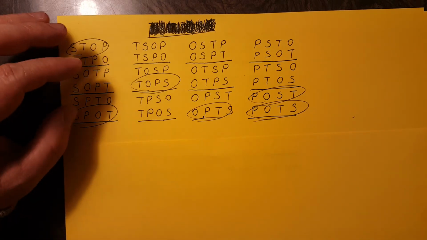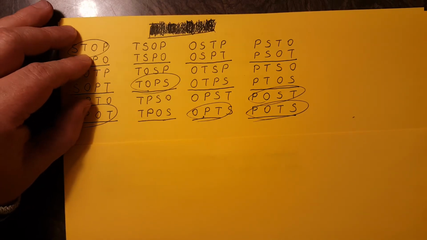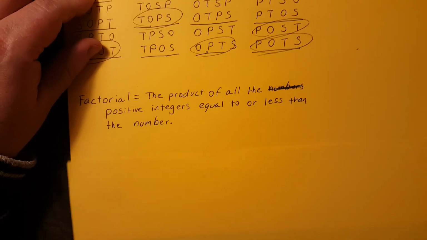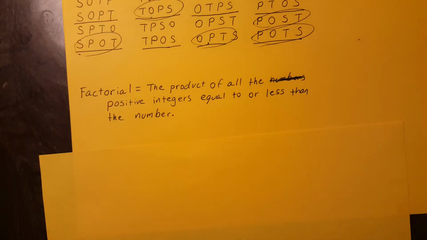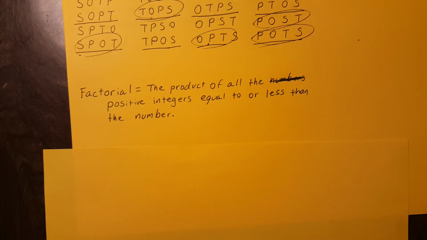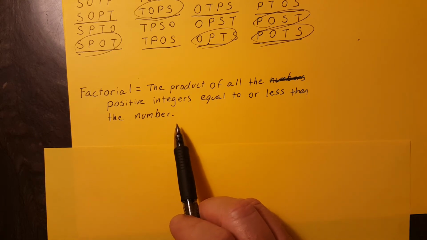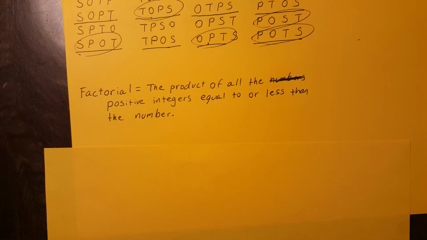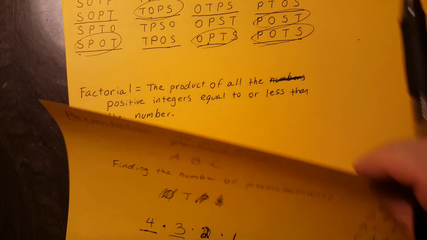What we're going to learn about now is our second word of the day to put into our vocabulary book, factorial. The factorial is the product of all the positive integers equal to or less than the number. If you need more time to copy that, go ahead and pause the video until you're ready. Okay, I know this sounds really confusing, but it's actually really easy. It's like we did right here.